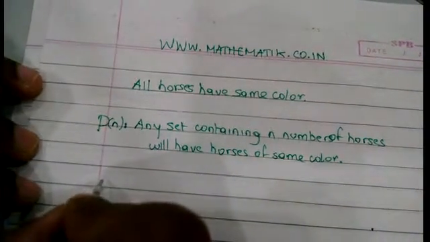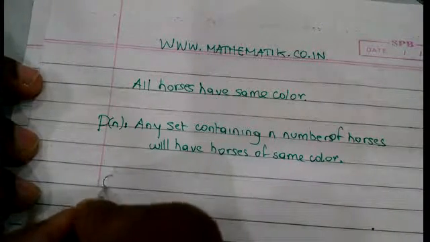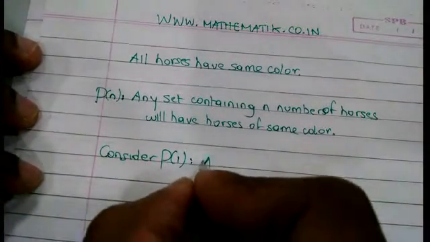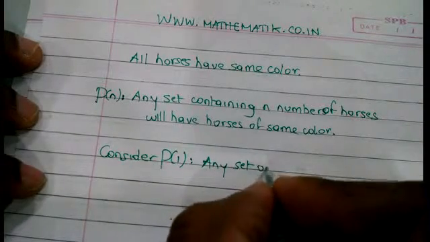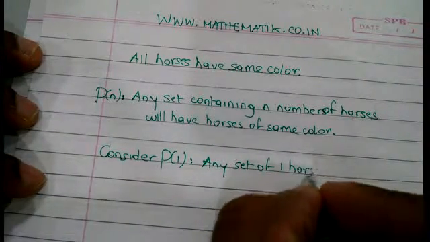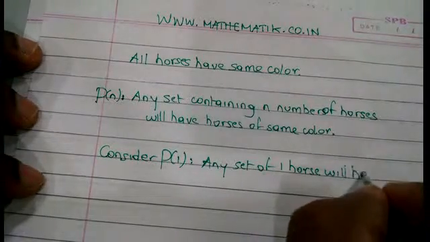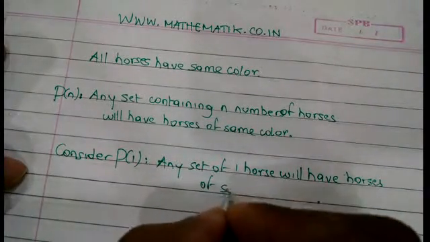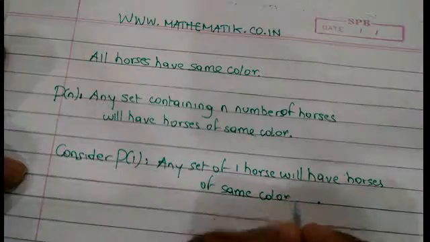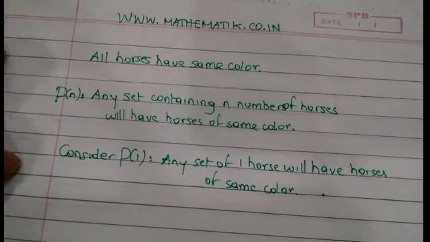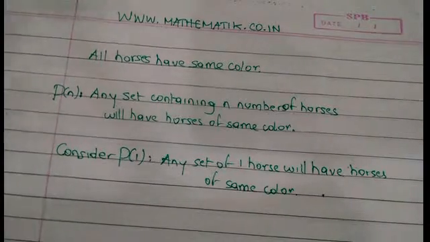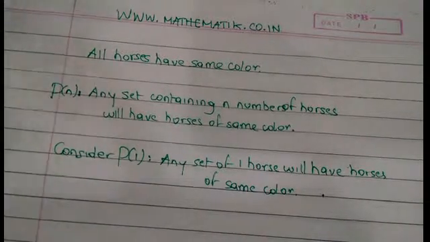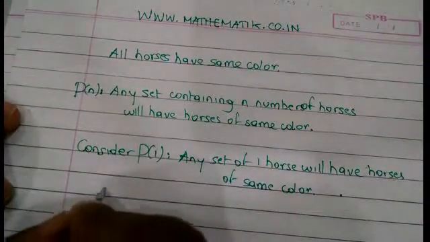First, let us check if the statement is true for P of 1. So consider P of 1. So what is P of 1? Any set of just one horse will have horses of same color. So this statement is quite obviously true, because in that set we just have one horse. We don't even have any second horse to compare the color of first horse with. Therefore this is automatically true. So P of 1 is true.